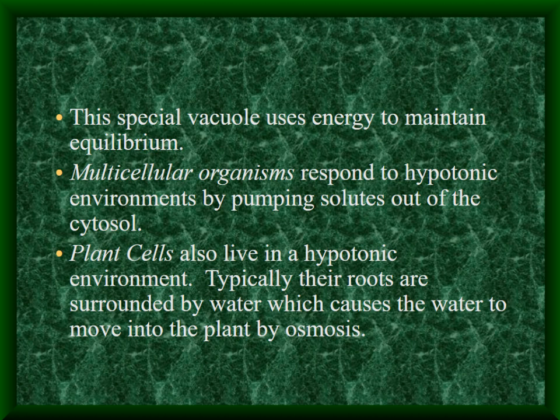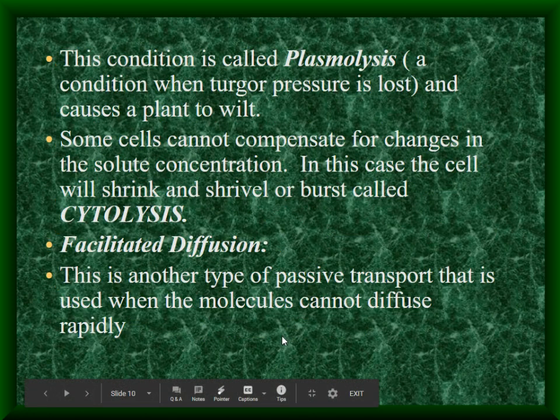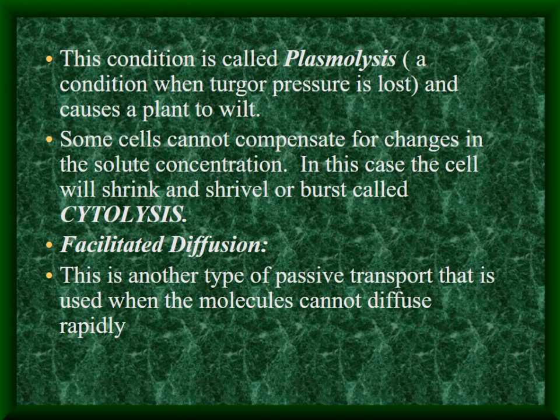Plant cells also live in hypotonic environments. Typically, their roots are surrounded by water, which causes water to move into the plant through osmosis. If they're in a hypotonic state, they are allowed to take on more water. Plasmolysis is a condition in which turgor pressure is lost, and the plant wilts. Some cells cannot compensate for the change, and this will cause them to burst. This bursting is called cytolysis.